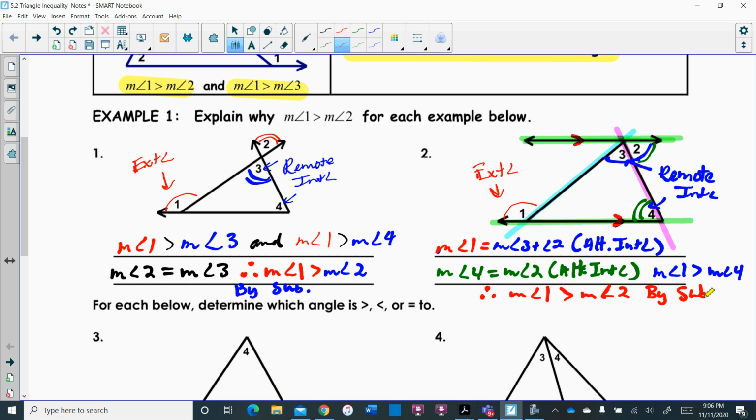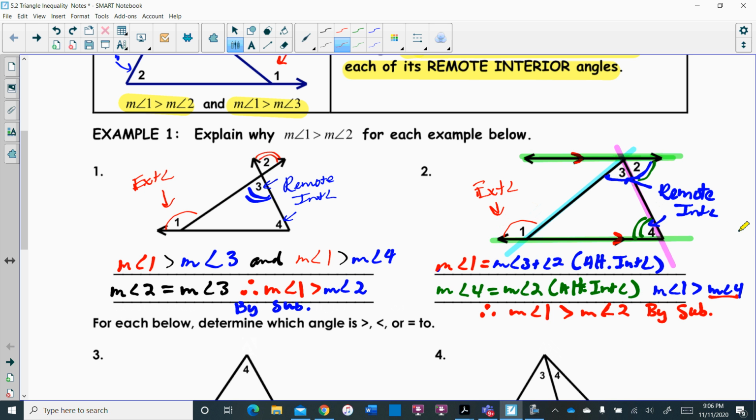And you don't have to say why. We haven't talked about that yet. We're about to get into that with the next unit, using properties to justify your statements. But I just substituted the 4 for 2, because I already showed that 1 is greater than 4 using the exterior angle theorem, and so I can prove that 1 is greater than 2. Now you're not going to have to do things like this. We're just going to do some reasoning, but I am going to ask you to compare.